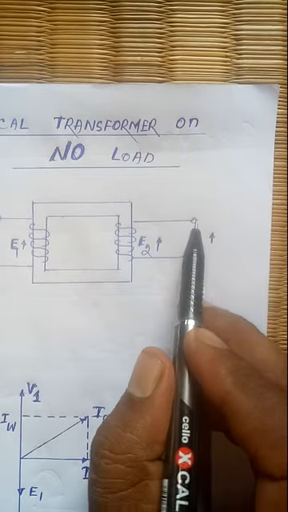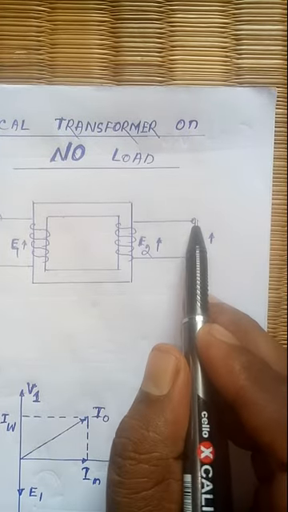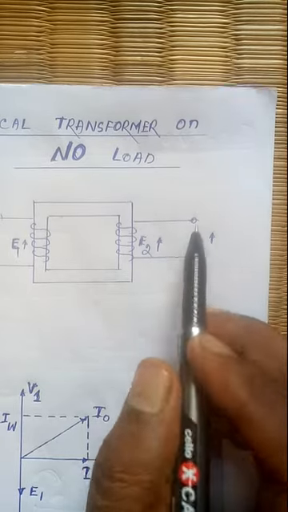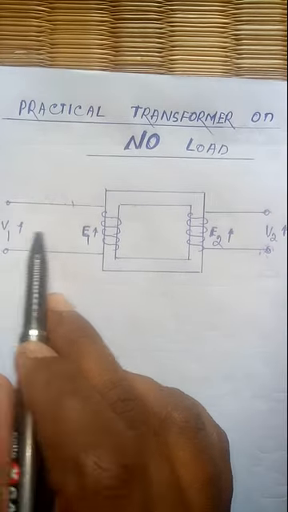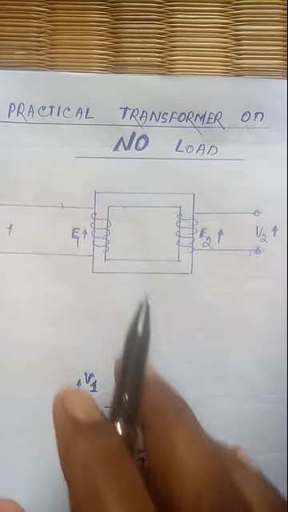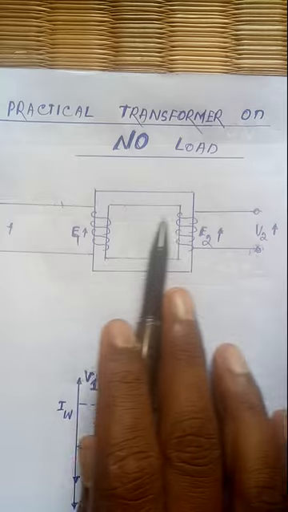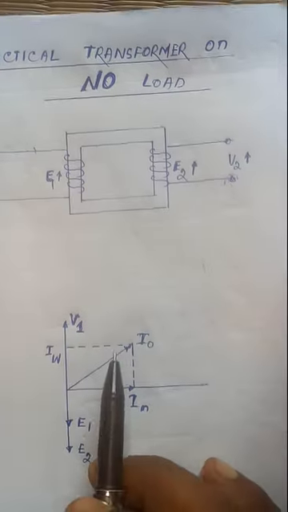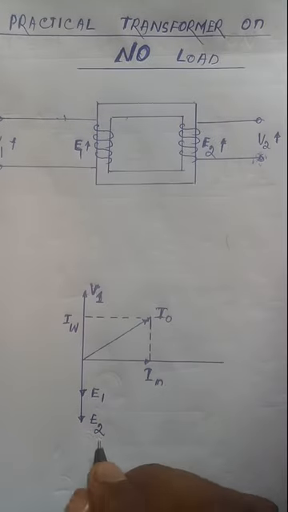no load condition. No load means the secondary side is removed, that means no load is connected here. So this one is your V1, this one is your E1. Consider a practical transformer on no load, that is, the secondary is open circuited as shown in the figure. Under this condition, this is the phasor diagram.